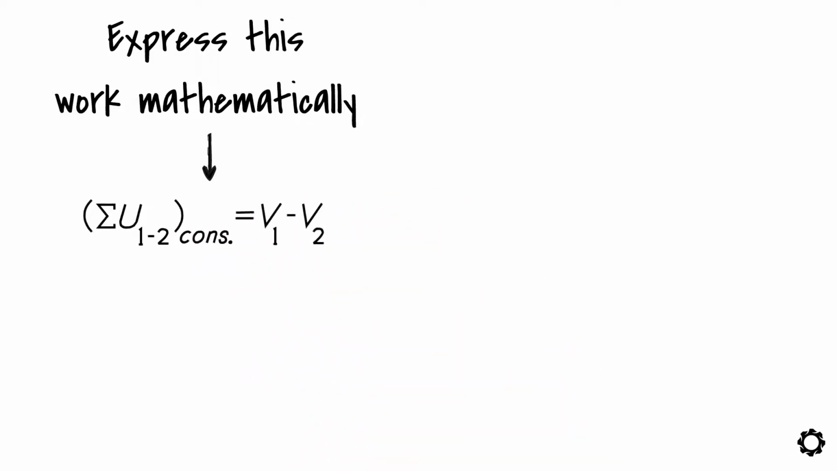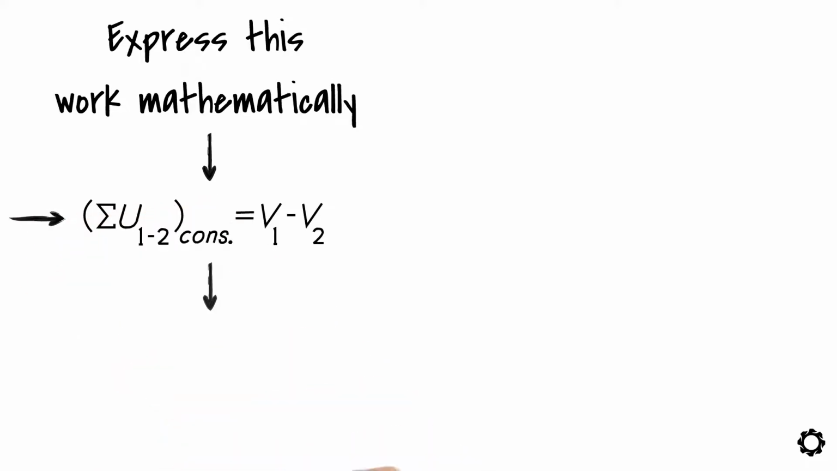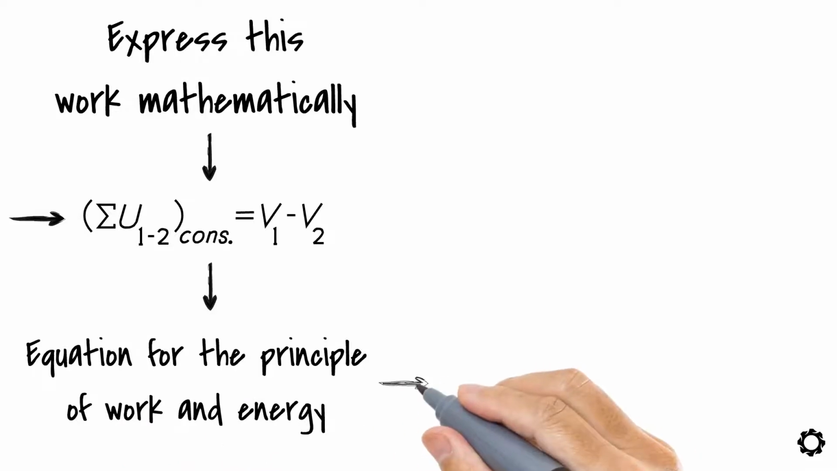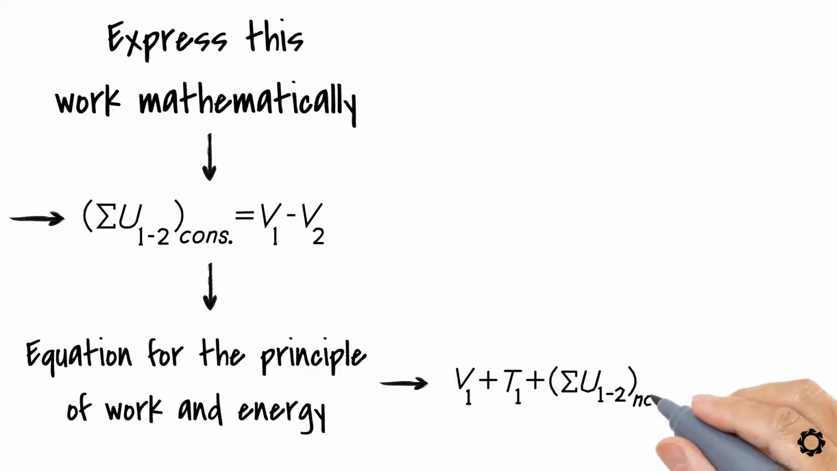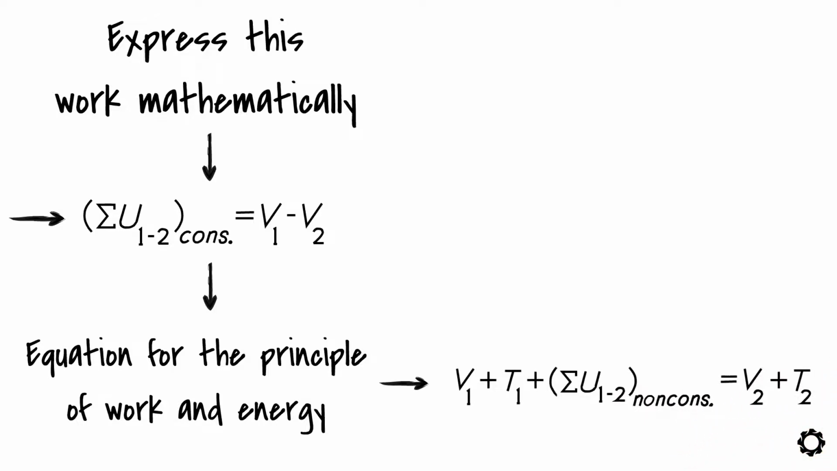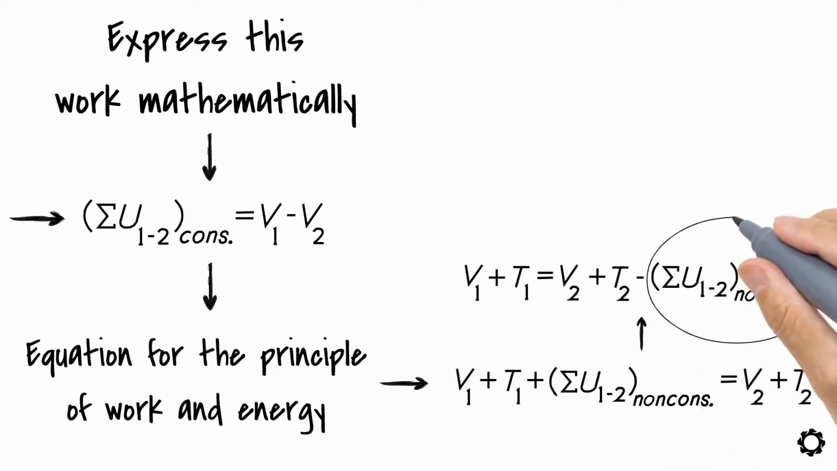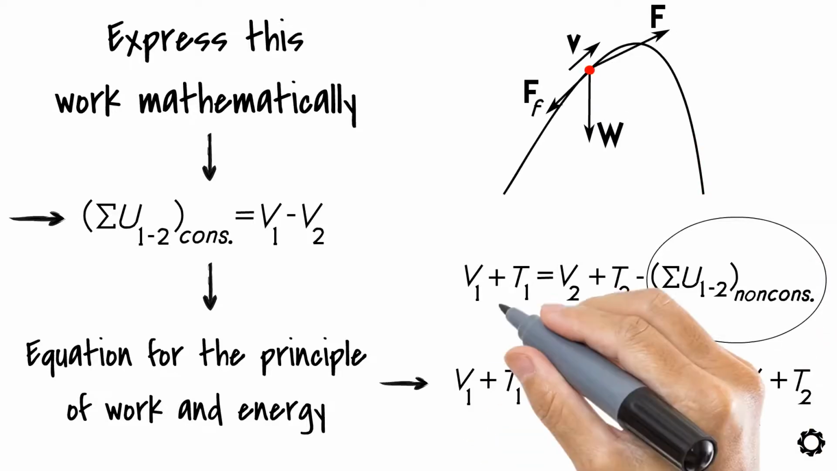minus V2. Now, by considering this work equation further, we could write an equation for the principle of work and energy as follows. V1 plus T1 plus summation of U 1 to 2 non-conservative equals V2 plus T2, which we can also present differently as shown here, where summation of U 1 to 2 non-conservative is the work done by non-conservative forces such as frictional forces.